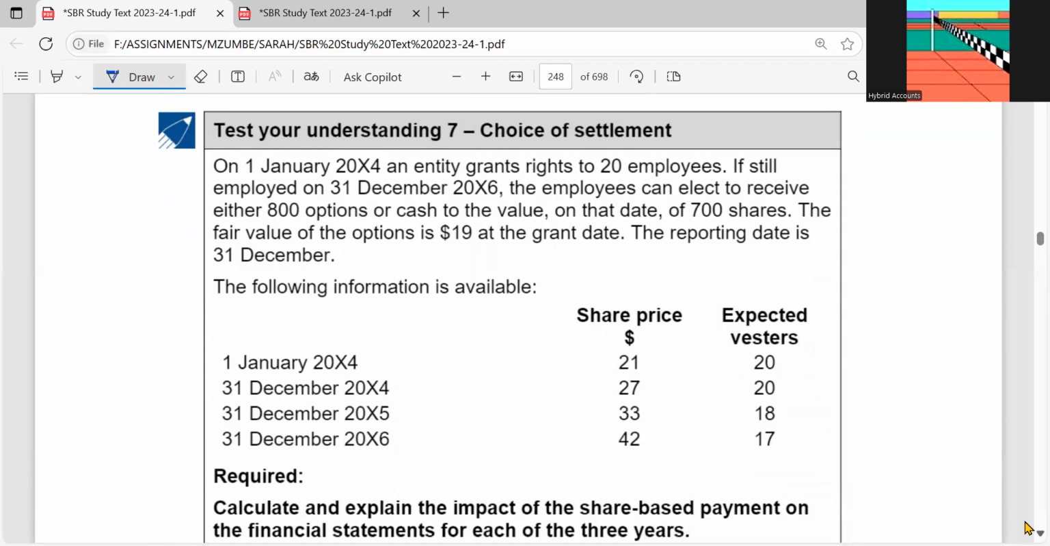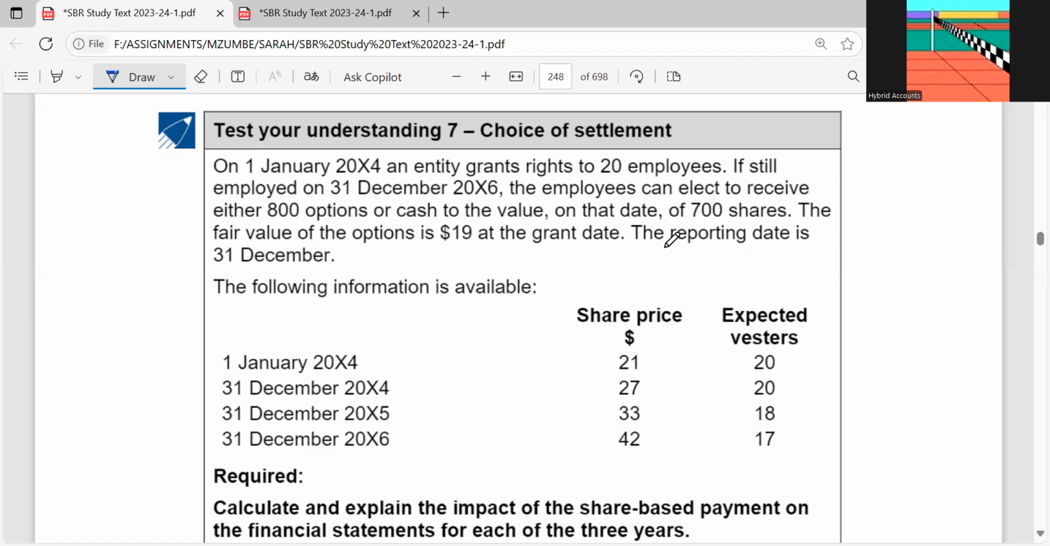On 1st January 2024, an entity grants rights to 20 employees. If still employed on 31st December 2026, which is 3 years, 2024, 2025, as well as 2026, the employees can elect to receive either 800 options or cash to the value, right? You see now, it is the counterparty that has a choice, not the entity. When the entity has a choice, it's easy because if it has no obligation, it just says equity settled. It has an obligation to pay cash, cash settled.